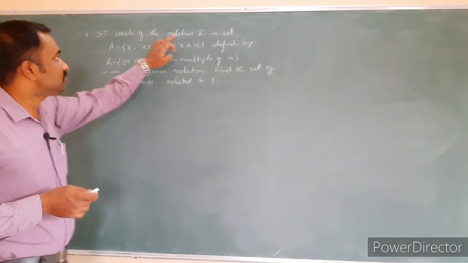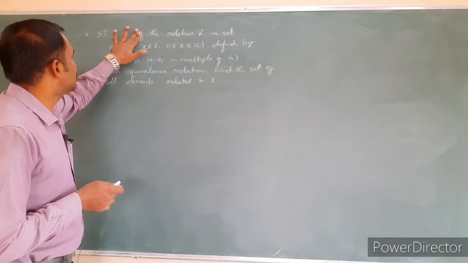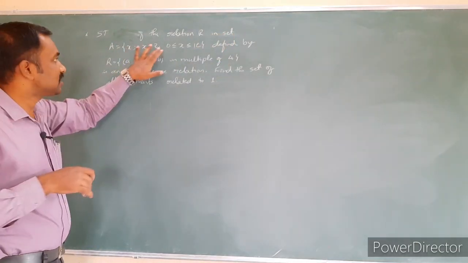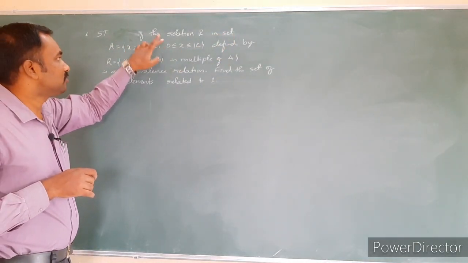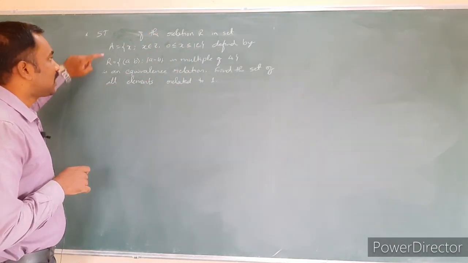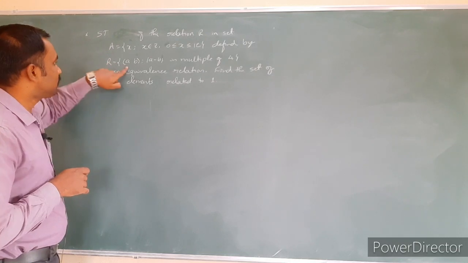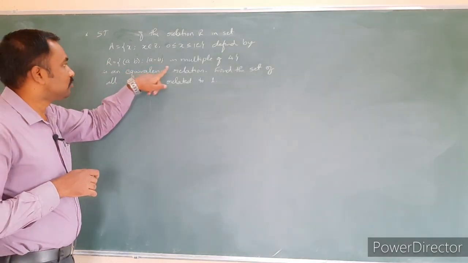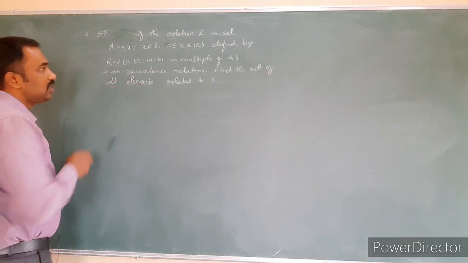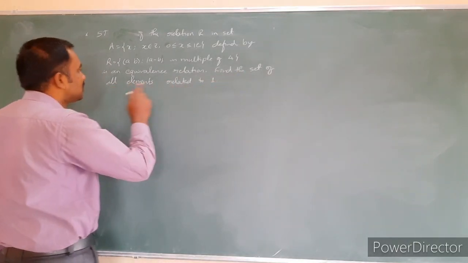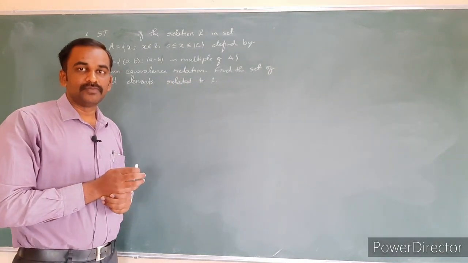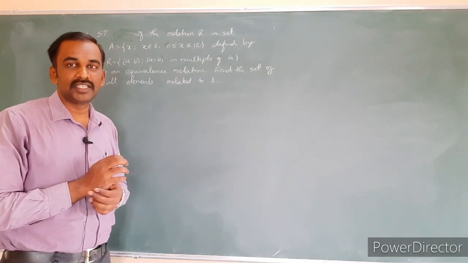Show that the relation R on the set A = {x : x is an integer, 0 ≤ x ≤ 12}, defined by (a, b) such that |a − b| is a multiple of 4, is an equivalence relation, and find the set of all the elements related to 1. First of all, let us prove this given relation is an equivalence relation.